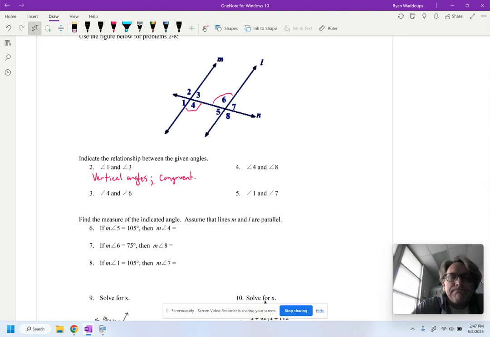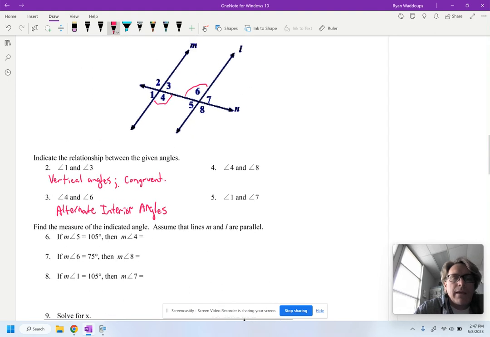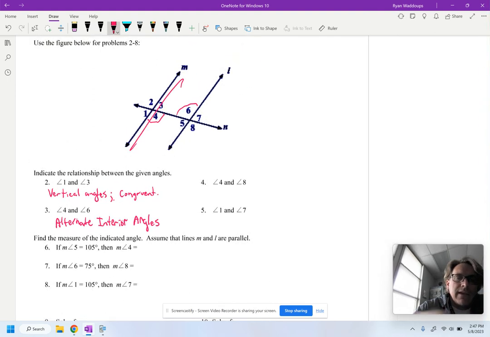And these are alternate interior angles. And because they're on the inside of the parallel lines, we call them interior angles. And alternate means this one's on one side of the transversal and kind of up, and the other one's on the other side of the transversal and down. And this, by the way, is the transversal. Line N is the transversal.